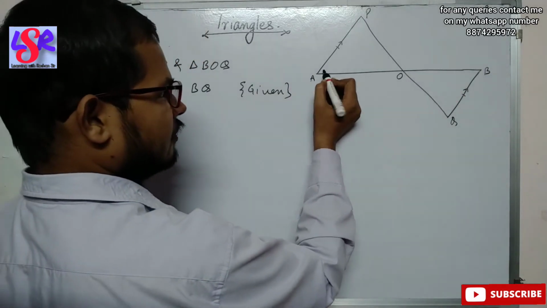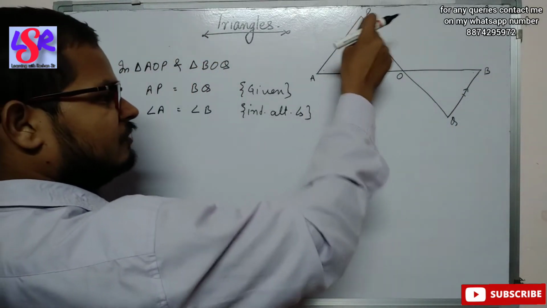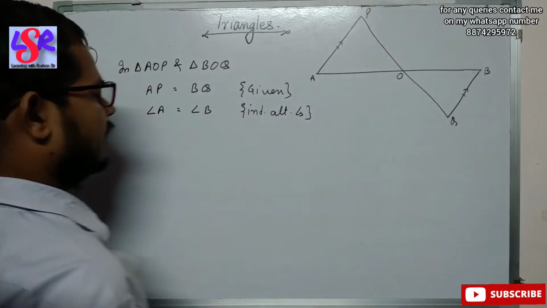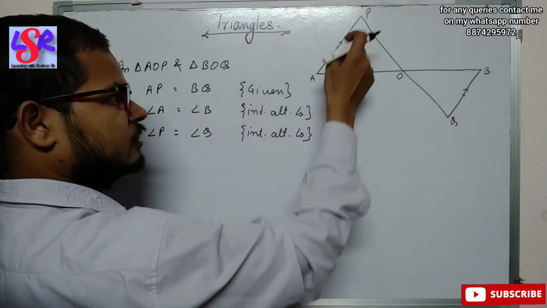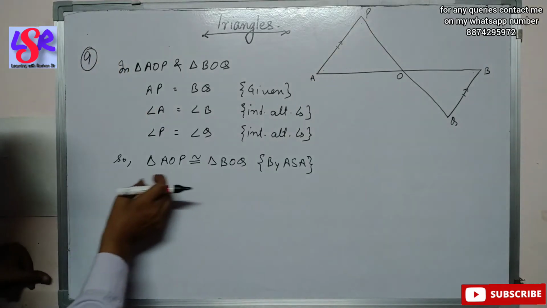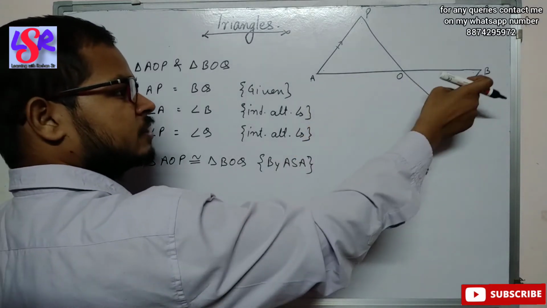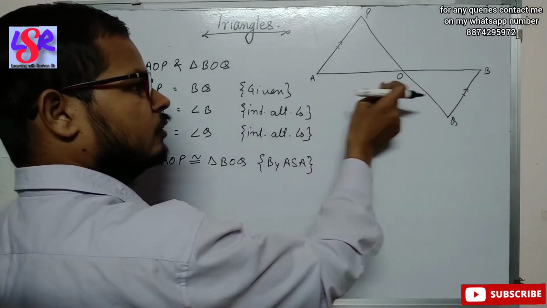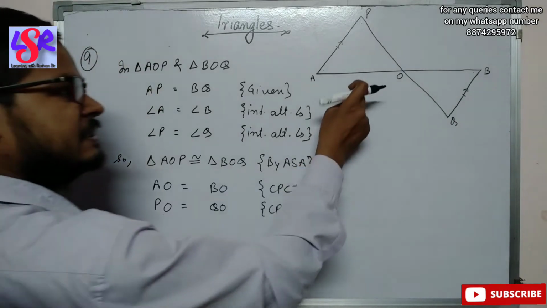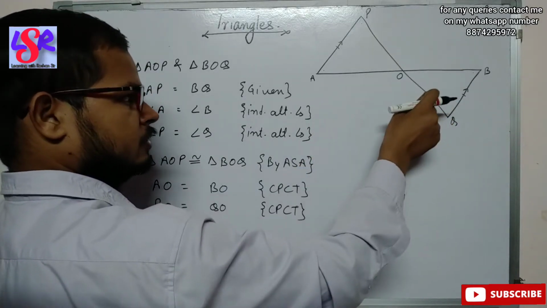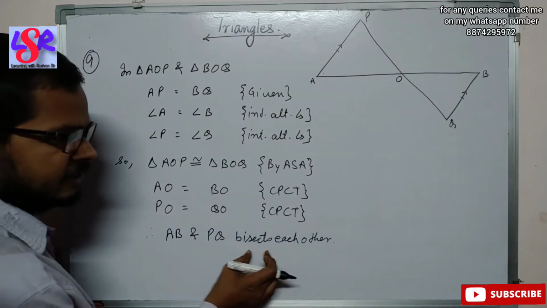Then angle A will be equal to angle B as interior alternate angles. Also angle P will be equal to angle Q by interior alternate angles. Now to prove these two triangles congruent, we have used this angle, this side, then this angle. So it is ASA. Therefore, we have got triangle AOP congruent to triangle BOQ by ASA. Now to prove that these two lines bisect each other, we are going to prove that AO equals BO by CPCT as well as PO equals QO by CPCT. As this side equals this one and this equals this one, they both bisect each other. And here we get AB and PQ bisect each other.